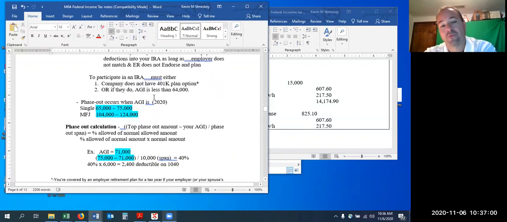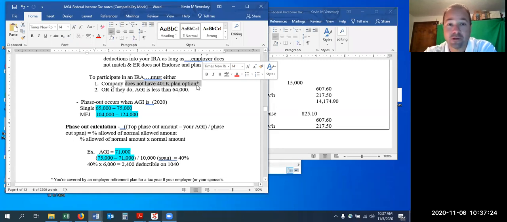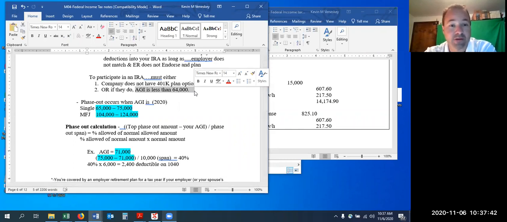So just an overview of an IRA. We're not going to spend a lot of time on this because I spend a lot more time on this in tax class, but I just wanted to go over some of the points. You can participate in an IRA if you meet one of these two options. If the company doesn't have a 401k plan option available for you and they don't put money into it for you, then it doesn't matter how much you make, you can put money into an IRA. If the company does have a 401k type option, it doesn't have to be exactly a 401k, but something similar, and your AGI is less than 64,000, you can fully participate in the IRA and put in as much as the legal limits allow.